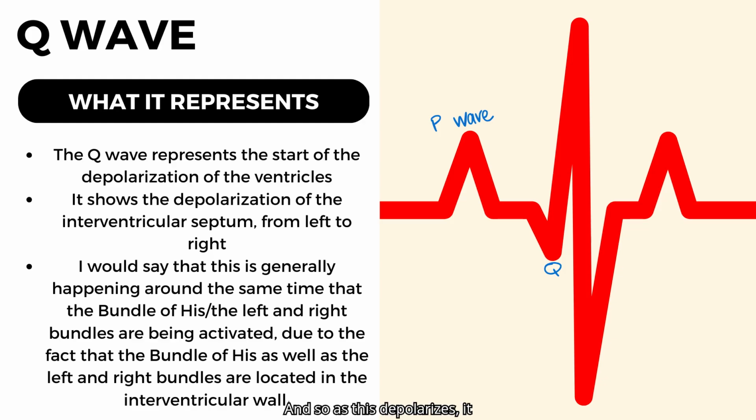And so as this depolarizes, it starts to send out these signals to the left and right ventricles, which start the contraction. And so I would say that this is probably happening around the same time that the bundle of His, as well as the left and right bundles, are being activated. And this is just a guess from me, because the bundle of His and left and right bundles are located in the interventricular wall, I would say that the Q wave is kind of like where that section is being activated, to put it more into perspective.